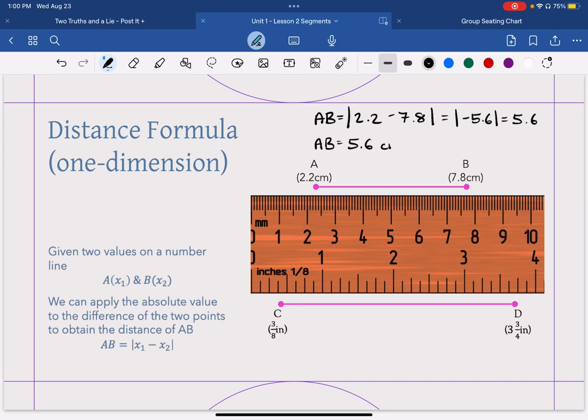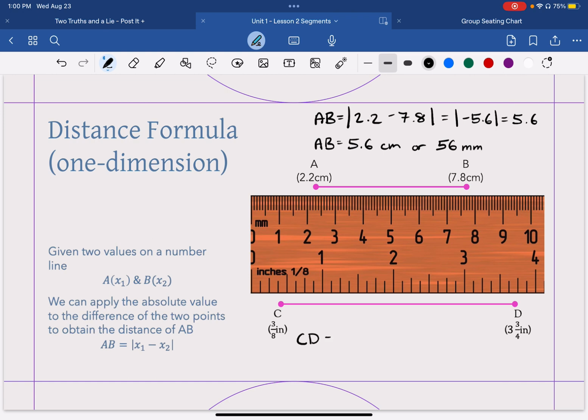So we can say AB is going to equal 5.6 centimeters, or, and what I don't really like because these are a lot of numbers, but we can also say 56 millimeters. Let's take a look at CD.